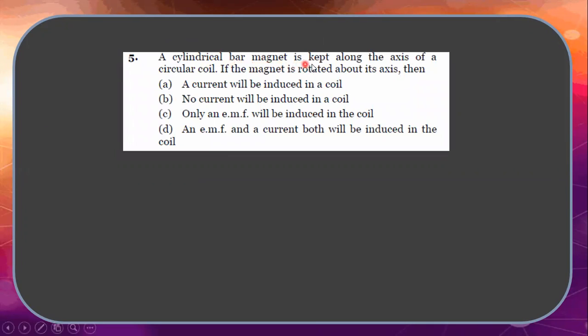Next one. A cylindrical bar magnet is kept along the axis of a circular coil. The magnet is rotated about its axis. Then a cylindrical bar magnet is placed along the axis of a circular coil. If the magnet is rotated about its own axis. See, how did they say? Its own axis means it is that circular coil. And a bar magnet we used to keep like this.